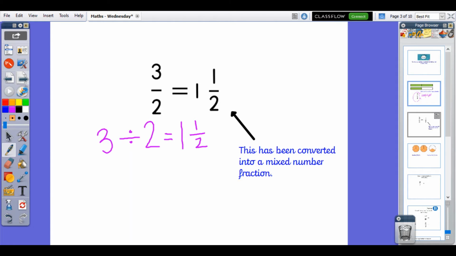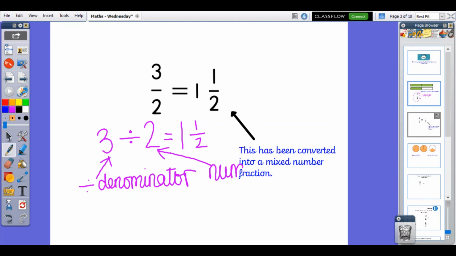So I divide the numerator by the denominator to help me find the mixed number fraction.